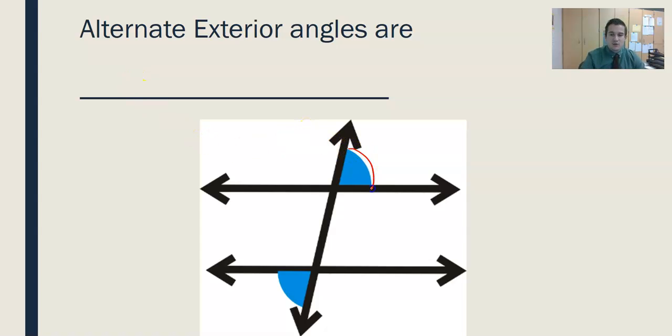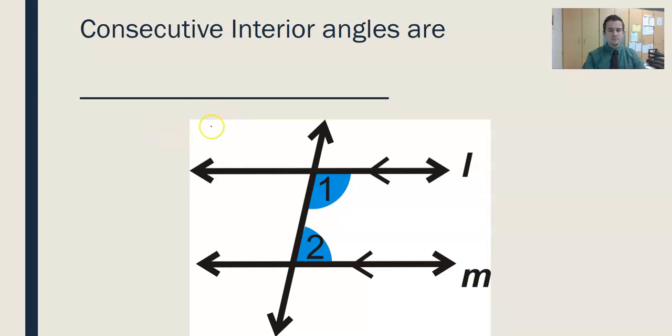Alternate exterior, so those are on alternate sides of the transversal and on the exterior of the parallel lines, those are also going to be congruent. Here were our alternate interior angles, here are alternate exterior angles, they are all congruent, or equal to each other. They all have the same measure. Those are alternate exterior angles.